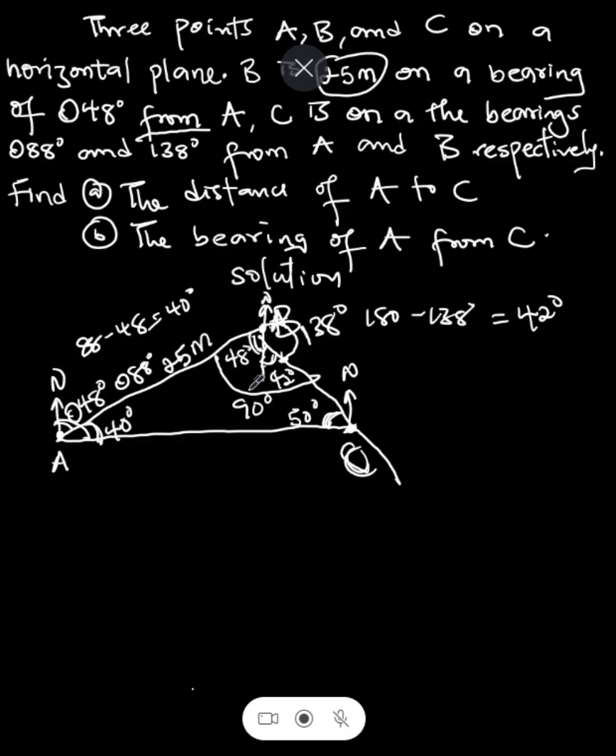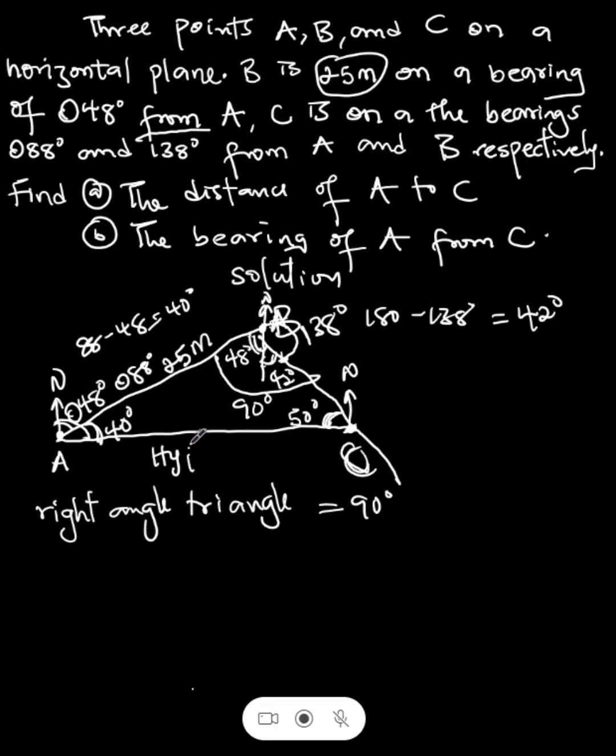Now, if this angle B is 90 degrees in the triangle, it means it is a right angled triangle. That is a triangle that has one of its angles equal to 90 degrees. And then the side facing the right angle is the longest side, which is the hypotenuse, right? In the right angle triangle. And question A says we should find the distance of A to C. A to C, which is the hypotenuse.